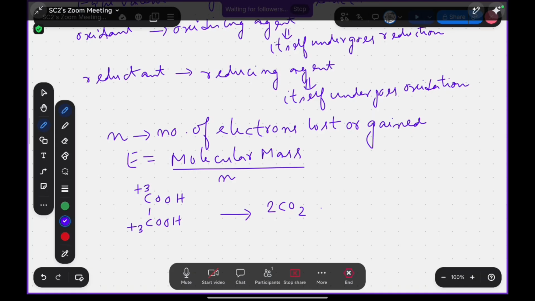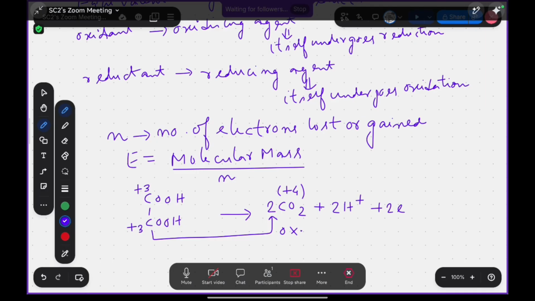Oxalic acid is changing to 2 carbon dioxide plus 2H+, because we have 2 acidic hydrogens, plus 2 electrons. As I have already taught you, in carbon dioxide, carbon is in +4 oxidation state. Do not trust me blindly. You solve it by yourself and verify. So that means +3 is changing to +4. That means carbon is getting oxidized. This reaction is itself oxidation, the oxidation half reaction.